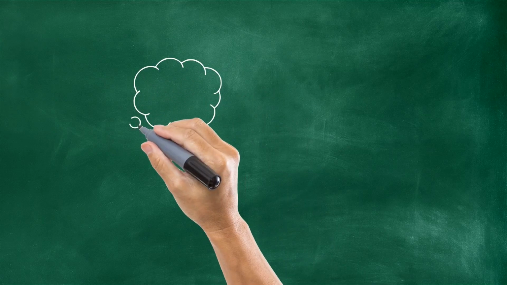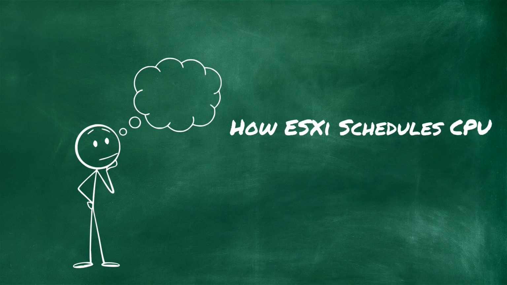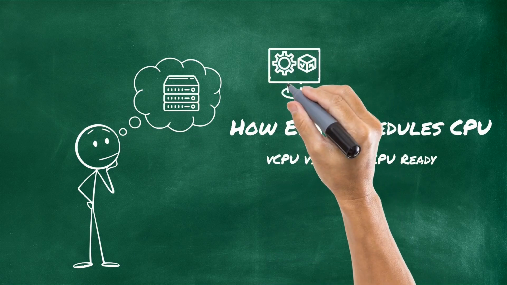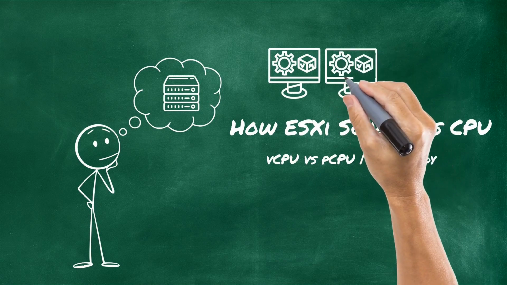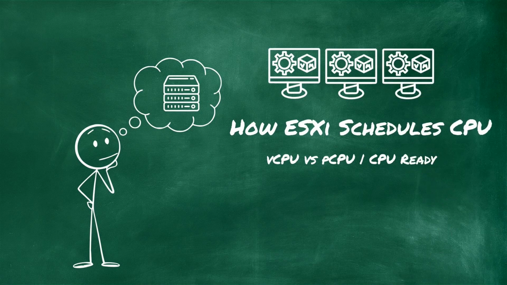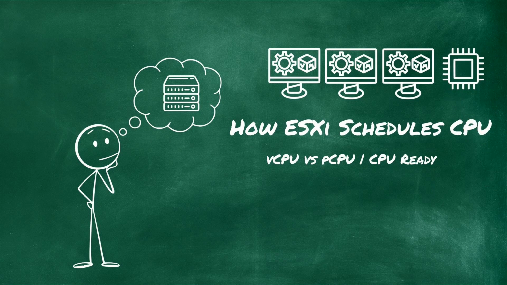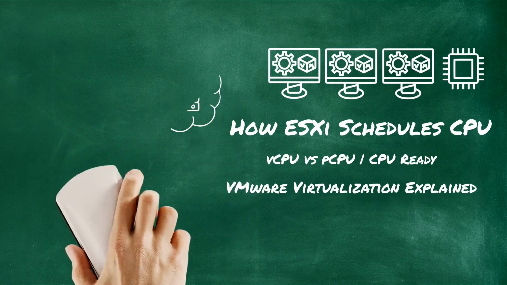In this video, we're going to explain how CPU scheduling works inside VMware ESXi. If you work with virtualization, cloud infrastructure, or VMware environments, understanding concepts like vCPU, pCPU, and CPU-ready is essential for diagnosing performance issues. By the end of this video, you will clearly understand how ESXi allocates CPU resources to virtual machines and why CPU scheduling plays a critical role in virtualization performance.